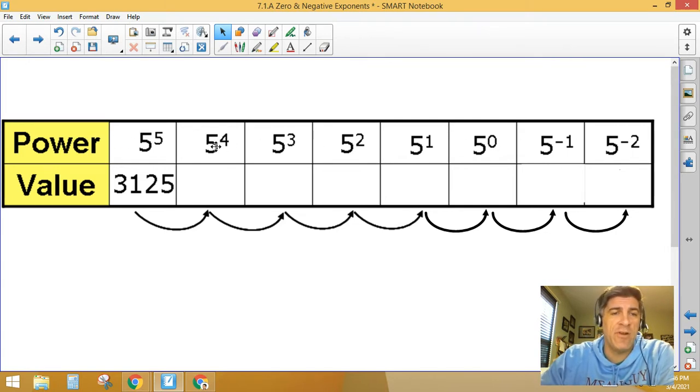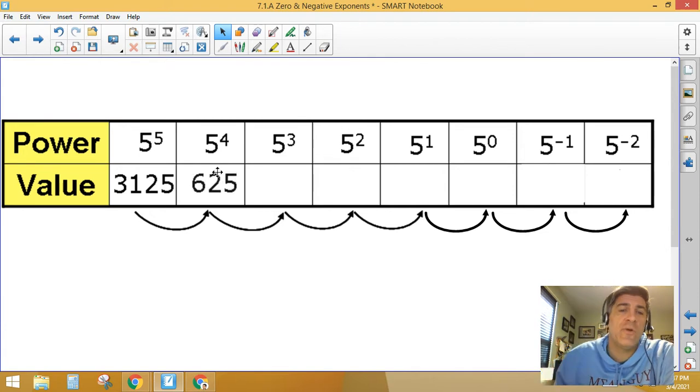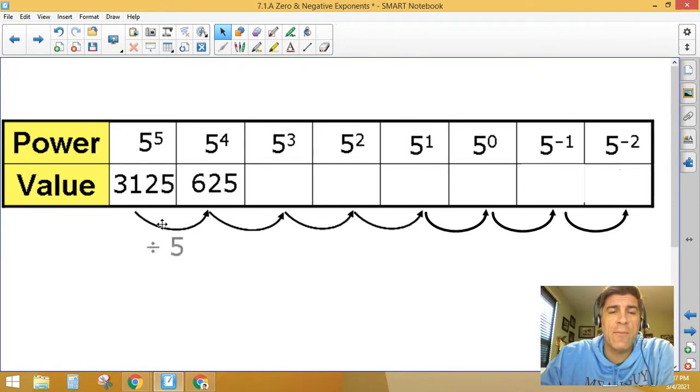5 to the 5th, 5 to the 4th, and so on. The bottom is going to be the value, if I were to evaluate it, type it in the calculator, compute what the number is. So 5 to the 5th is 3,125, because if I do 5 times 5 times 5 times 5 times 5, that's the answer. The next one is 5 to the 4th, which gives me 625. But what do I do to get from 3,125 to 625? Pretty much I'm just dividing by 5.